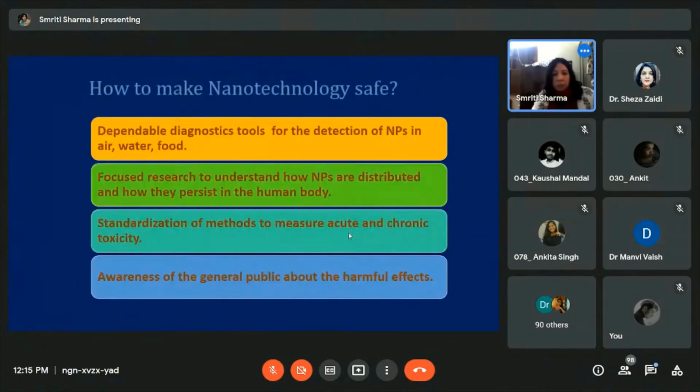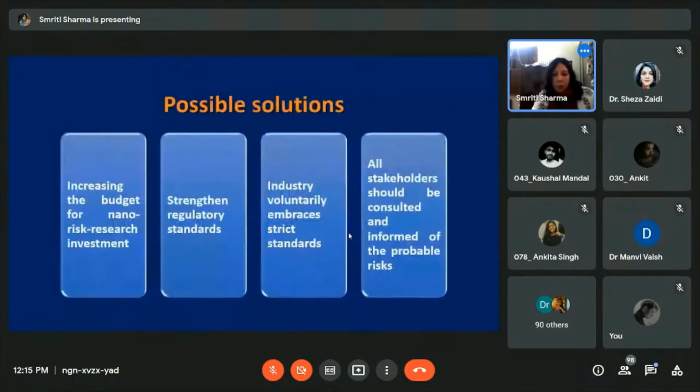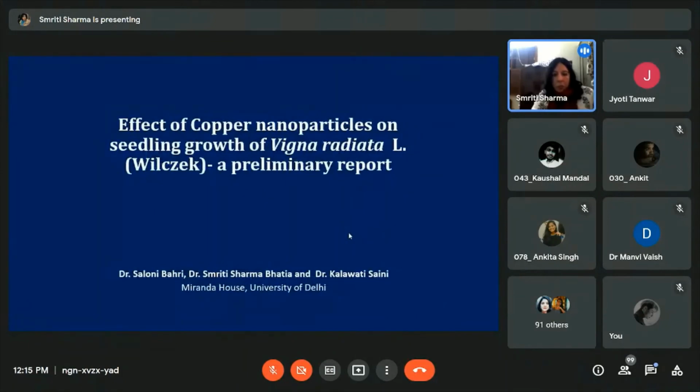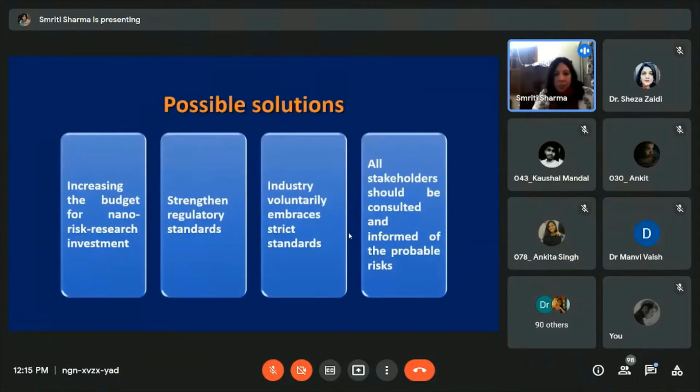And just a second, I'd like to show you something. We investigated the phytotoxicity of nanoparticles in our college. We collaborated with Dr. Saloni Bari from the botany department, and we investigated the effect of copper nanoparticles on moong dal, Vigna radiata, because we wanted to know. These were very preliminary results, and we did tissue culture studies. But the point is, people are working in this direction.